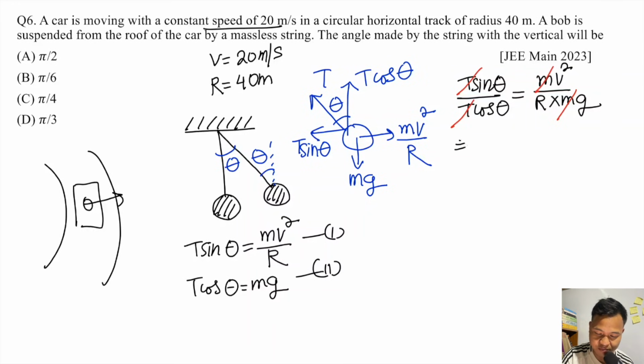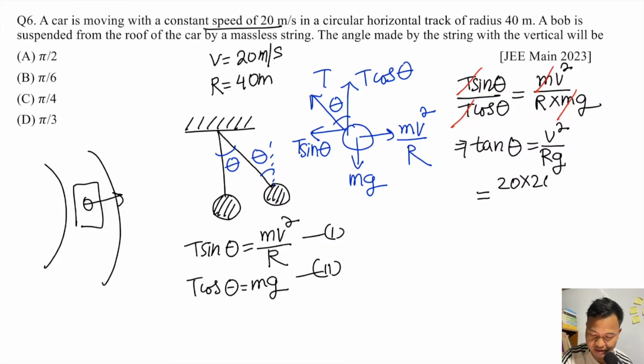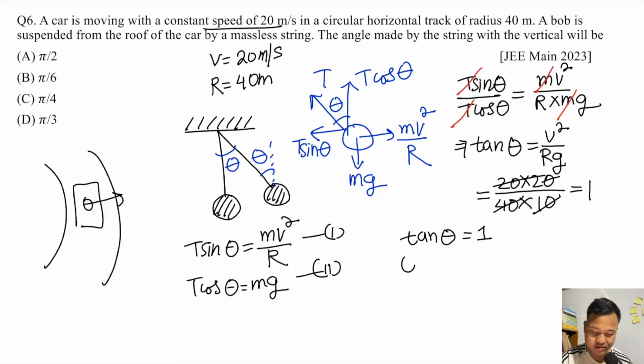So sin by cos is tan theta equals v square divided by rg. Put the values: v square is 20 into 20, divided by radius 40, g is 10. So I have 2 2s are 4, I have now equals to 1. So that means tan theta equals to 1. Theta equals tan inverse 1. So tan is 1 at 45 degree, pi by 4. So answer is C.